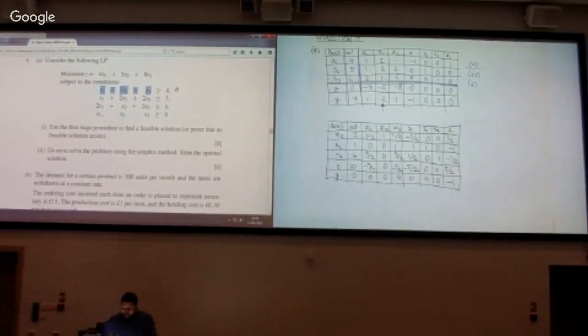Okay, I'll say that, if you're not concluding anything. G has been minimized because there are no more positive entries in the G row. It's been minimized to 0. It's good.